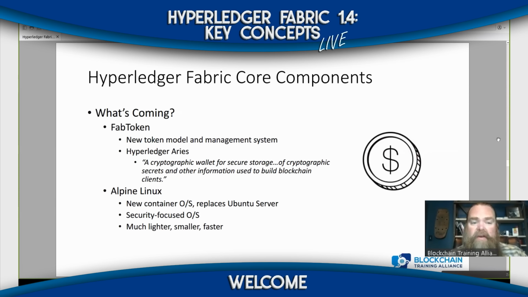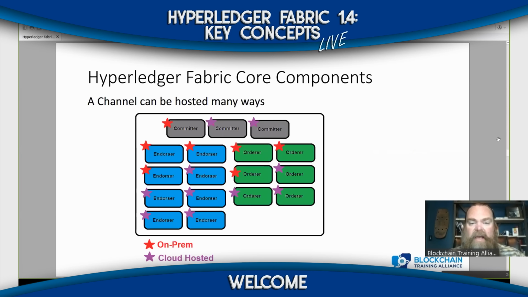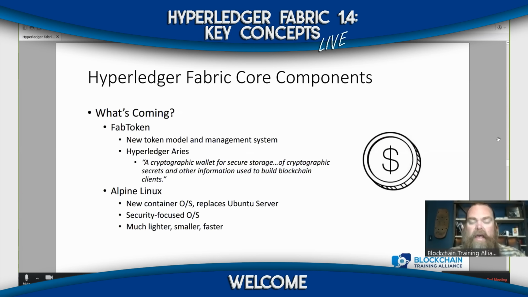And then the next real big major change coming in 2.0, as I mentioned, all of these node types that we looked at on a Fabric network. So all of our committers, all of our endorsers, all of our orderers. All of these different node types simply run in Docker containers. And up until now, the operating system inside each of those Docker containers has been Ubuntu Server. Starting in version 2.0, we're going to switch. And the operating system used for each of those containers is going to be Alpine Linux.